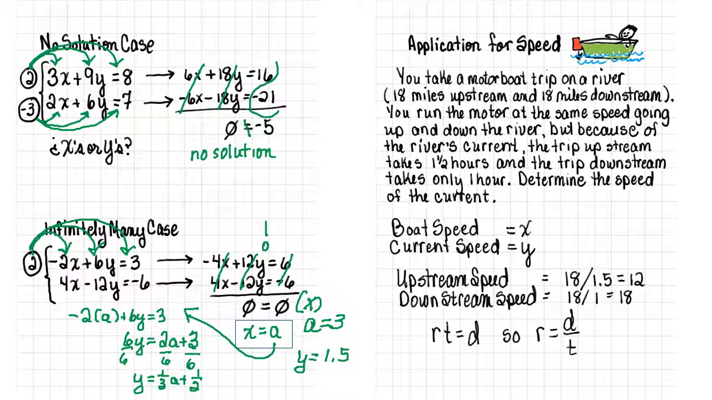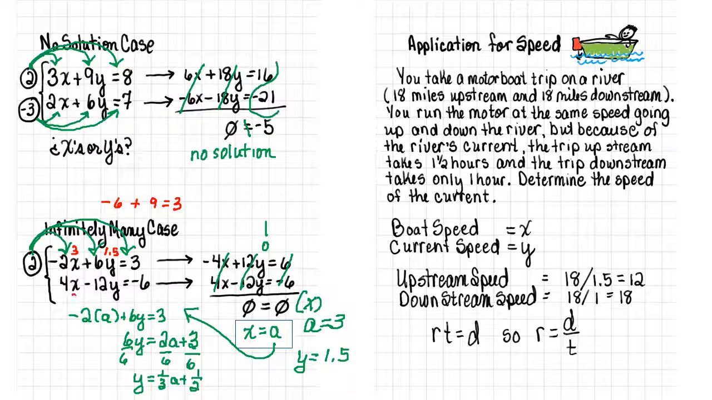And now we can actually do the test. We can plug it back into either one of the equations here. Let me use a different color. I put a 3 here, and I put a 1.5 here, and negative 6 plus 6 times 1.5 is 9. And yeah, it does equal 3.